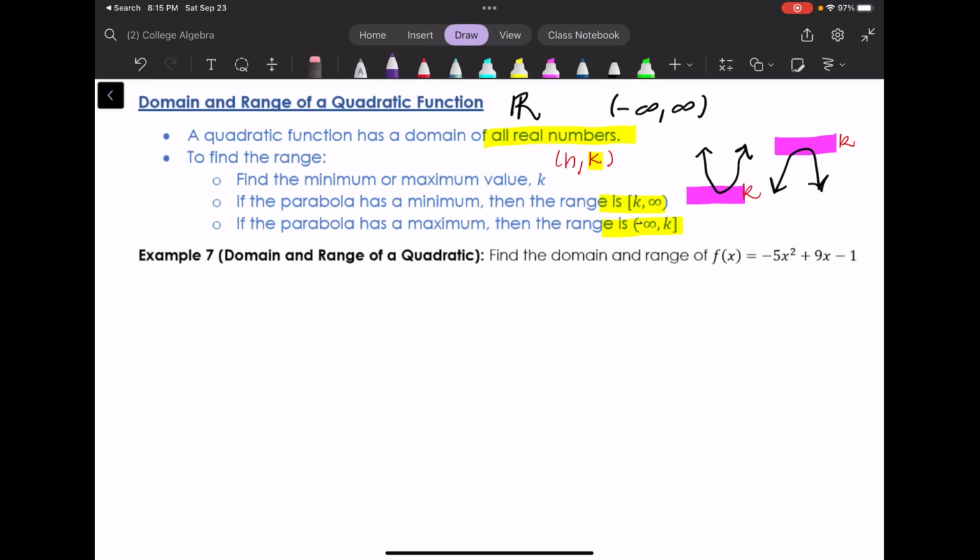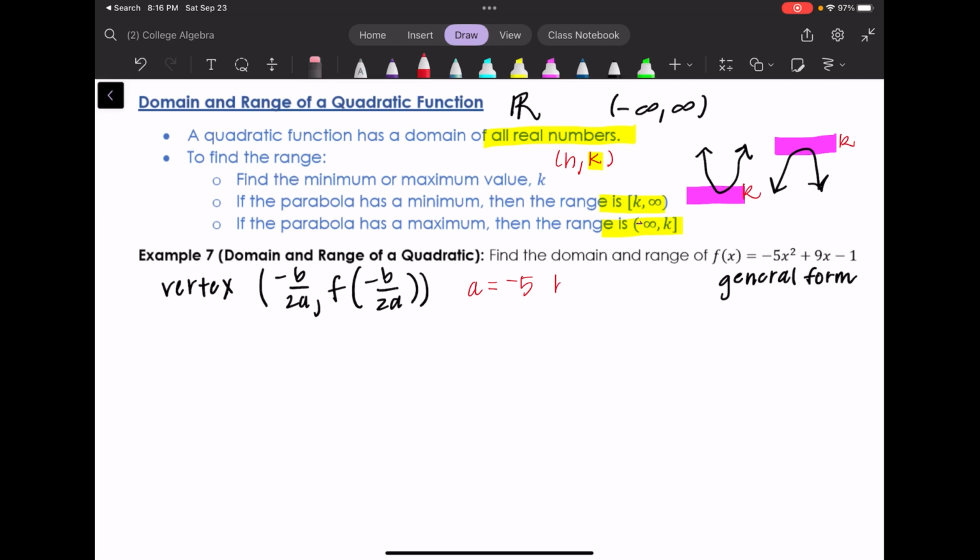So find the domain and range of this function. Now this one's given in the general form. And so that's problematic because, you know, we can't readily see the vertex here. So we are going to have to rely on the formula. And recall the formula for the vertex in the general form is negative b over 2a, f of negative b over 2a. And so we'll start out by just defining a, b, and c just to make things easy. So that's 9 and c is -1. And so then we can just apply the formula.